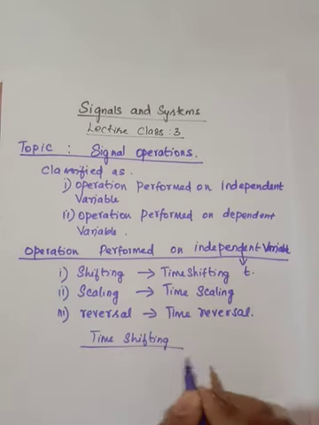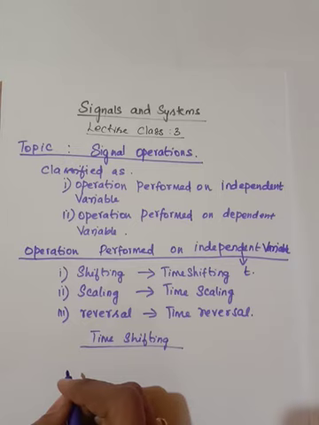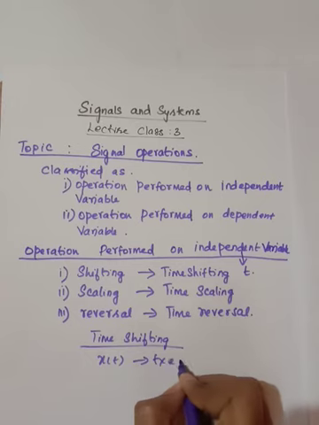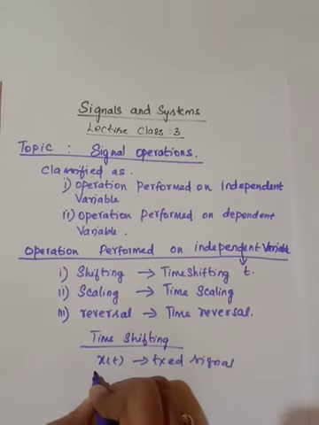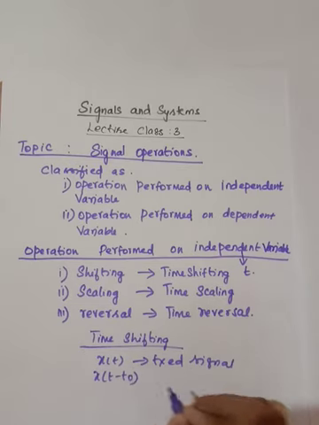This time shifting occurs in many real-time applications. For example, in any long-range two-way communication system, there is a delay. That is the time taken by the signal to reach the receiver from the transmitter. If x of t is the signal to be transmitted, then this is the transmitted signal and the received signal is x of t minus t naught, at some delay time.